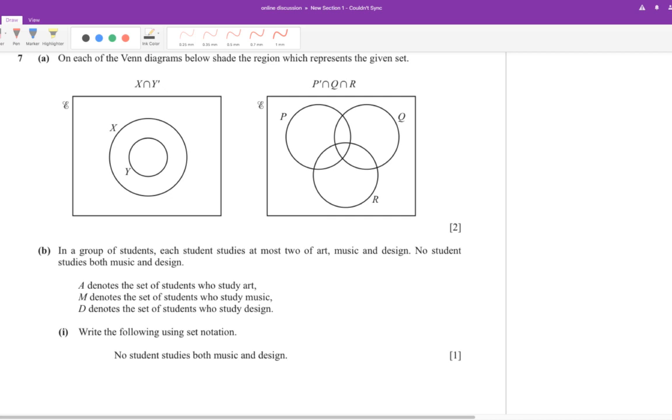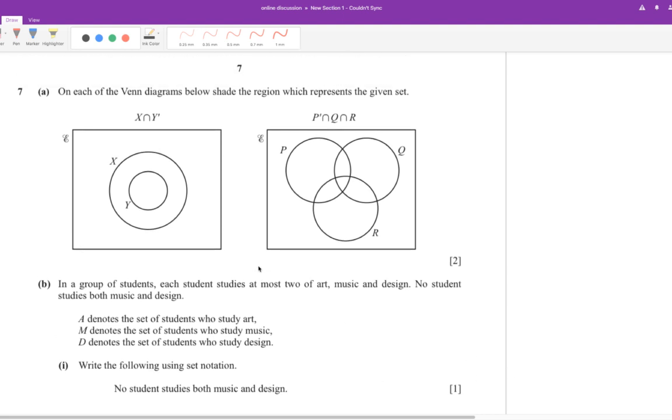Okay, so in a group of students, this one asks you to shade, I guess. In the diagram below, shade the region x intersect y complement. That means outside of y intersect x, so basically you are shading this part only.